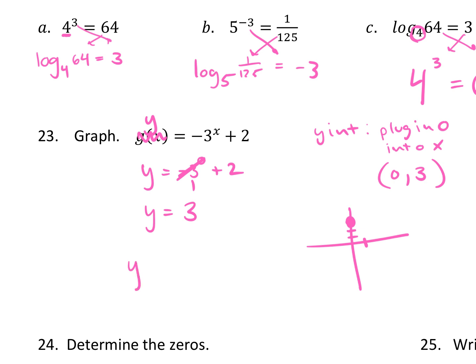Let's do that too. So y equals, when we plug in 1, -3 to the power of 1 plus 2. -3 to the power of 1 would just be -3. So -3 plus 2 would be -1. So here are our points. Since we plugged in 1, we got -1. So we're going to go to the right one and down to -1.